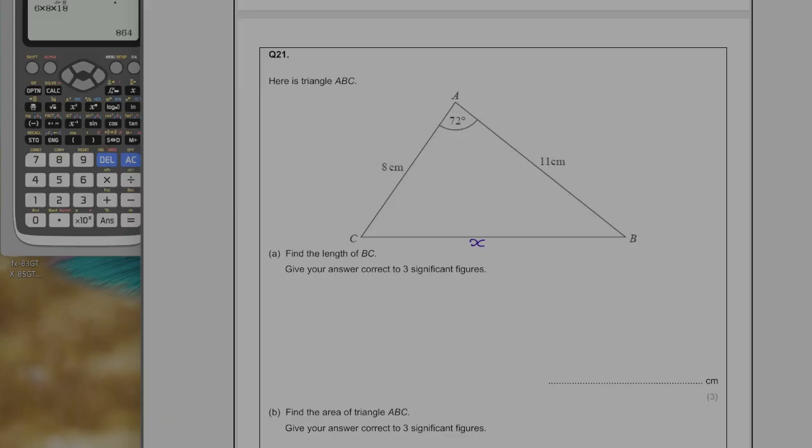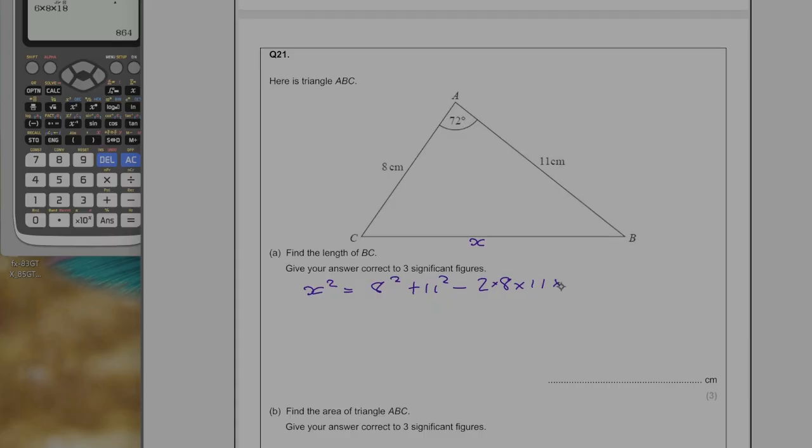So we're looking at the cosine rule. We've got 2 sides and an angle of a non-right angled triangle. So we're going to say that x squared is going to be equal to 8 squared plus 11 squared minus 2 lots of 8 times 11 times cos 72.